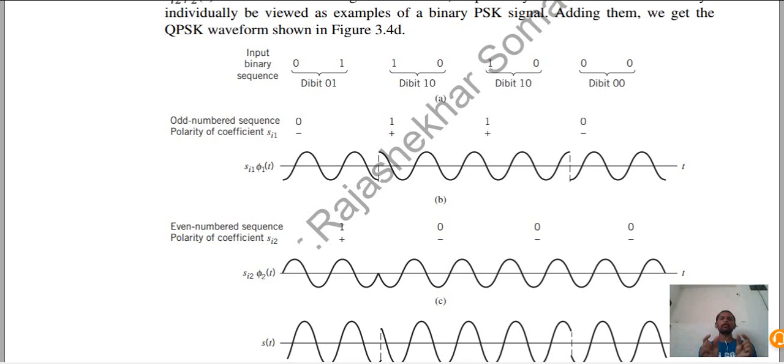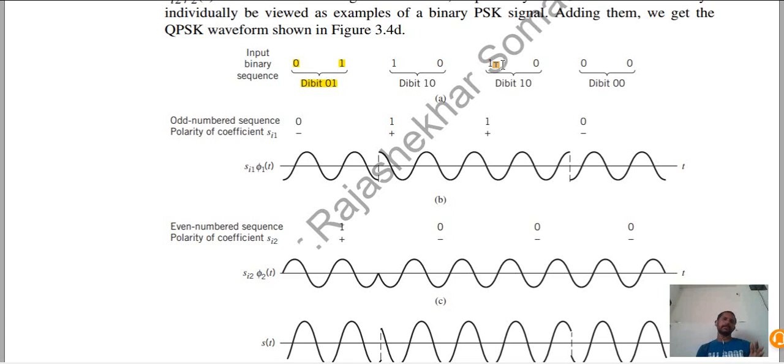Now group the binary sequence of input into two bits. That is, the first dibit is 0 and 1, combine these two, and the next dibit is 1 0. The third dibit is 1 0, and the fourth dibit is 0 0.